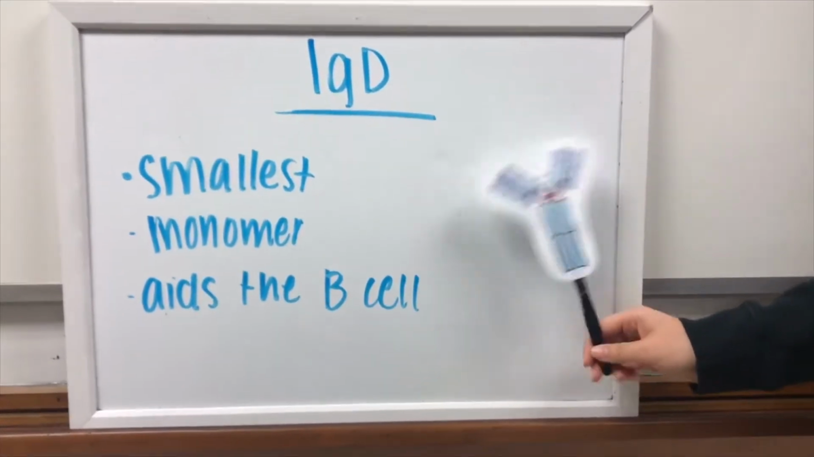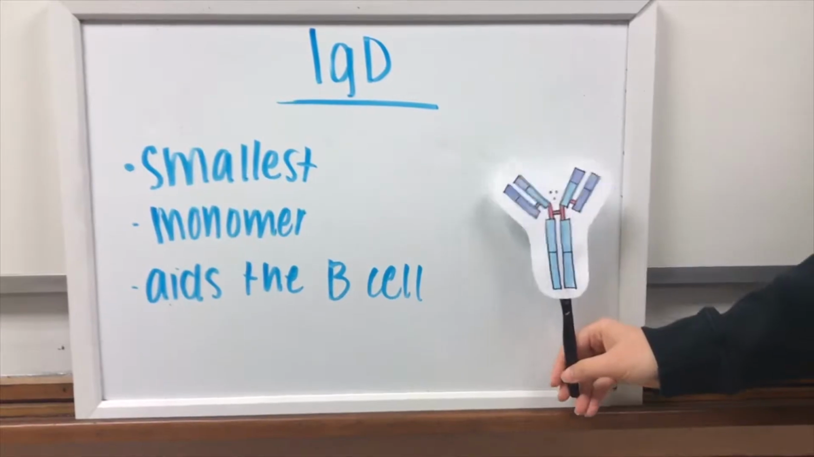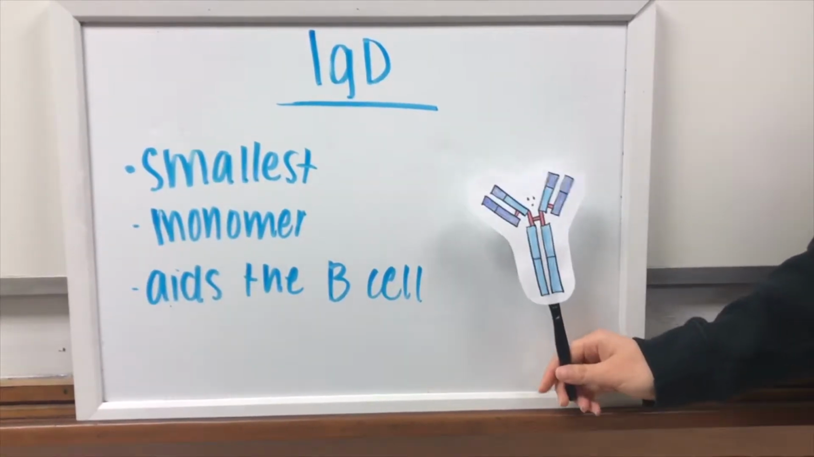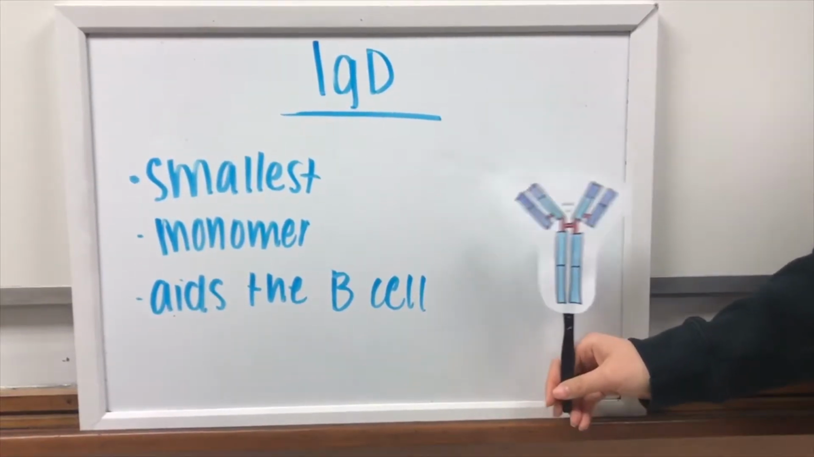Hi, I'm IgD. I am the least or very small amount present in serum. My function is to act as a B cell antigen receptor. I'm found on the B cell surface, I'm a monomer, and I aid in antibody production of B cells.